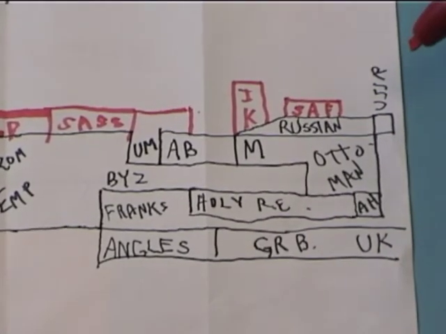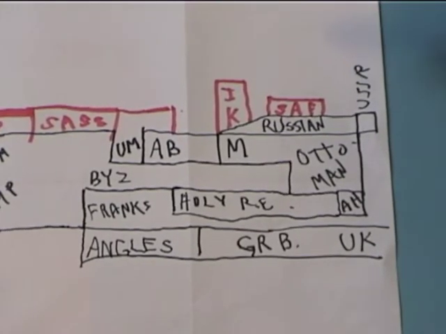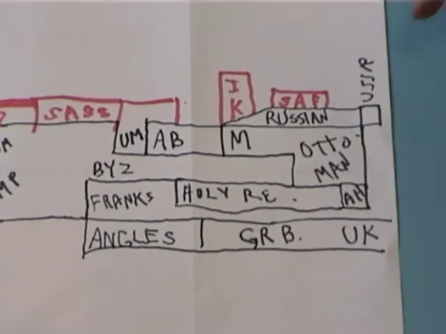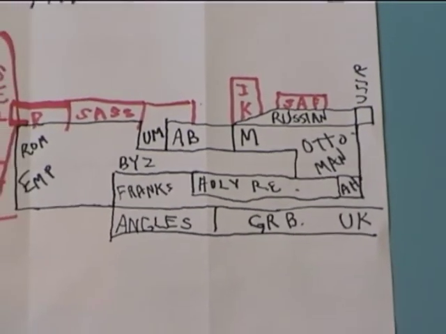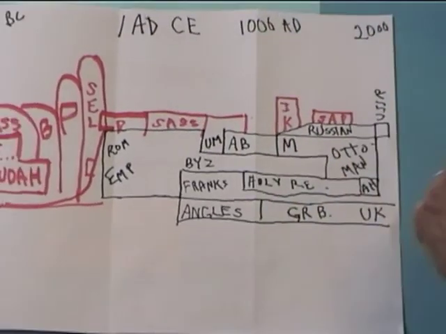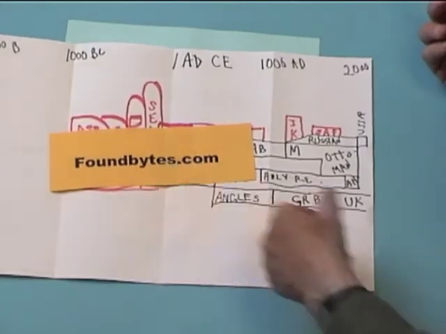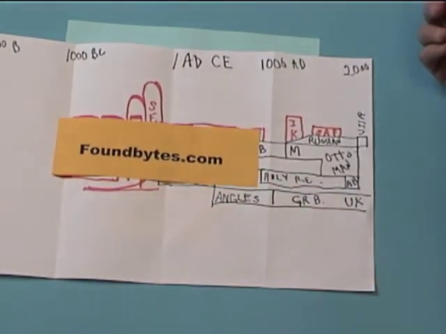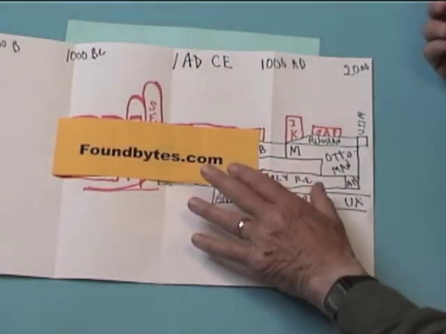That is as much as I would like to give you here for part 2. And again, I invite you to see if you can internalize it by drawing it for yourself on pieces of paper. And in order to get the details and the exact years, you're welcome to go to foundbytes.com and click on Learn History.